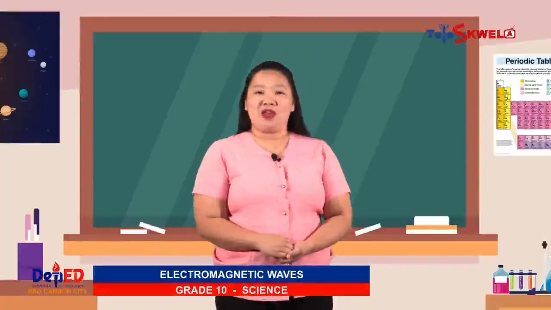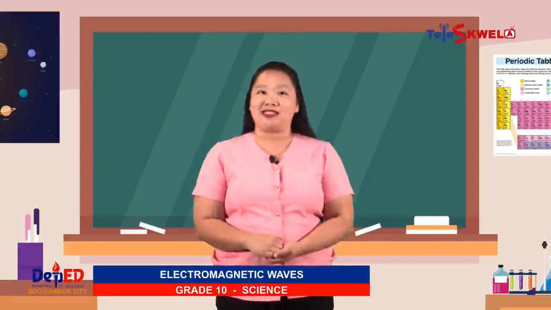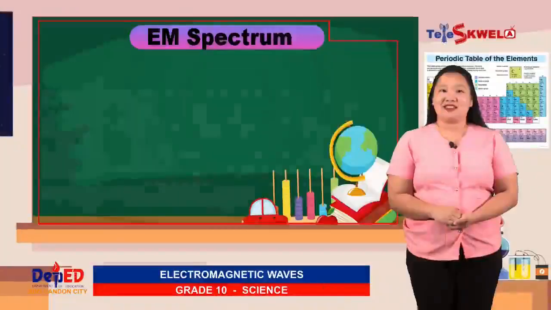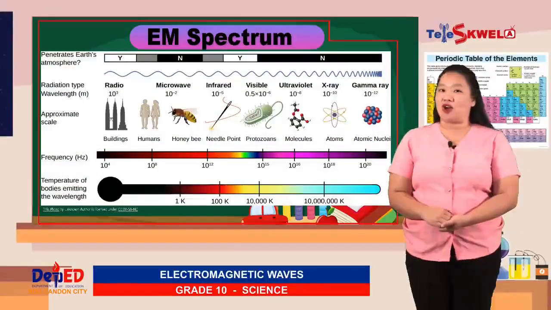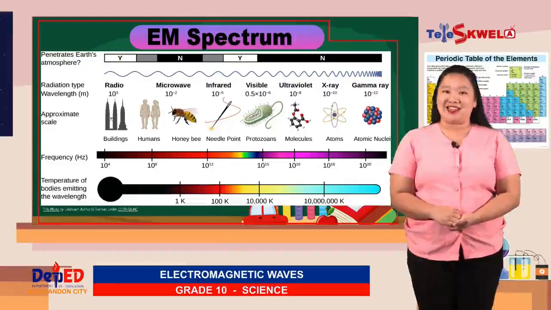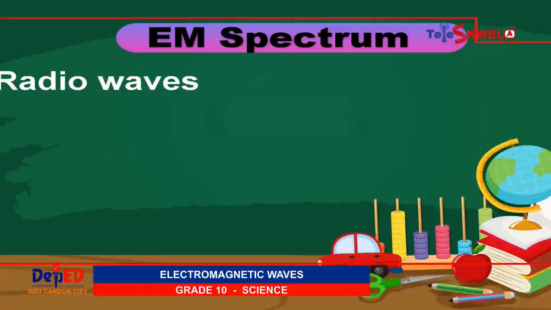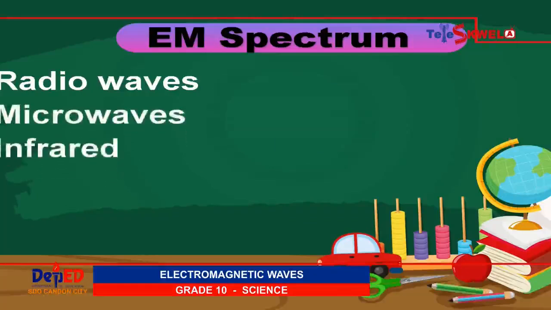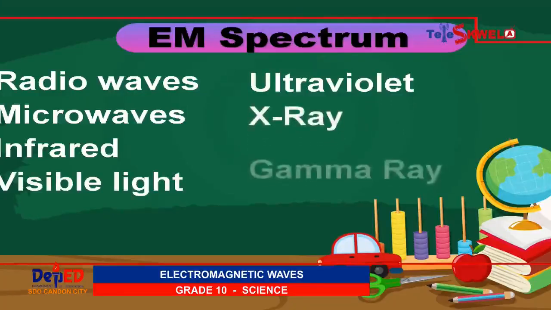Next, we have here an image showing the 7 different forms of electromagnetic waves. They are arranged in a gradual progression from the waves of lowest frequency to highest frequency. This arrangement of EM waves is called the electromagnetic spectrum. The electromagnetic spectrum includes radio waves, microwave, infrared, visible light, ultraviolet, X-ray, and gamma ray.